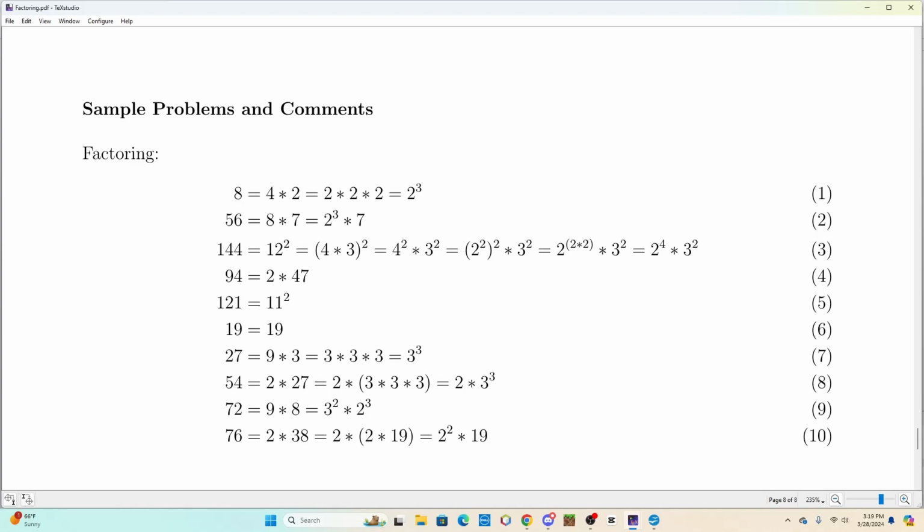Equation 9 is factoring 72 into the standard 9 times 8, which conveniently factors in one step to 3 squared times 2 cubed. Note that it is okay that the 3s are written before the 2s. Equation 10 requires dividing 76 by 2 to successfully get 38, and then 38 by 2 to get to 19. Then the 2s are combined to get 2 squared times 19.